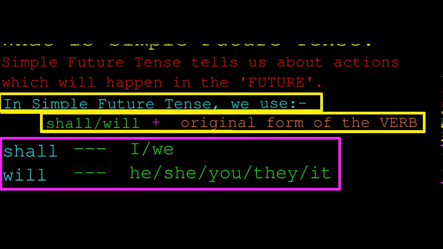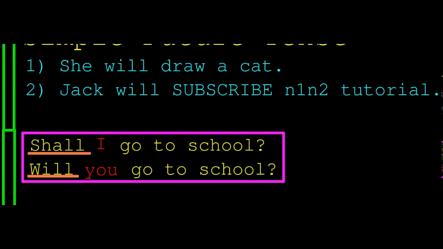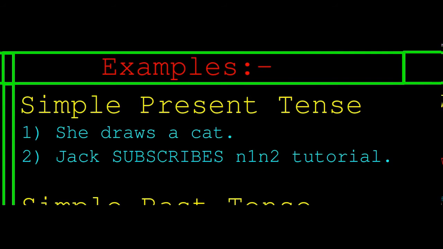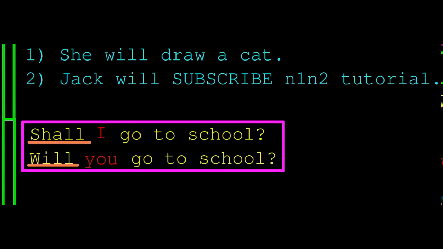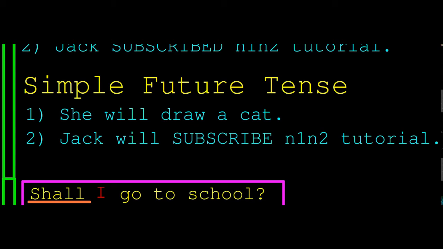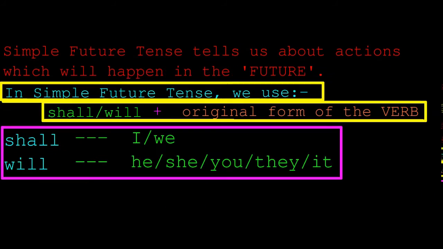For example, in a sentence, if a word like draws is written, then in the future tense the word draw will remain as it is. The word will only be added in this sentence. And shall is used with the pronouns I and we, and the word will is used with the pronouns he, she, you, they and it.